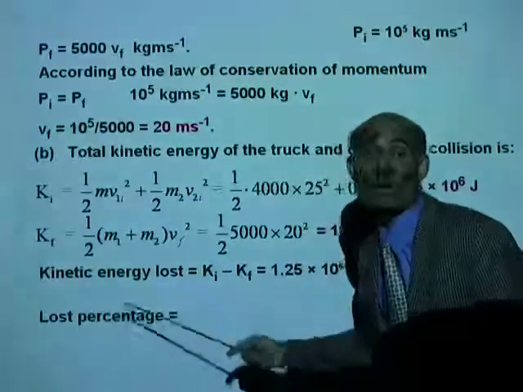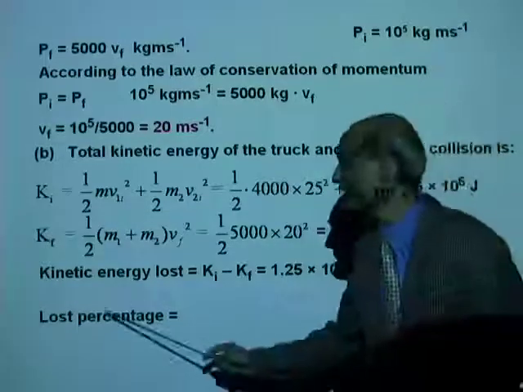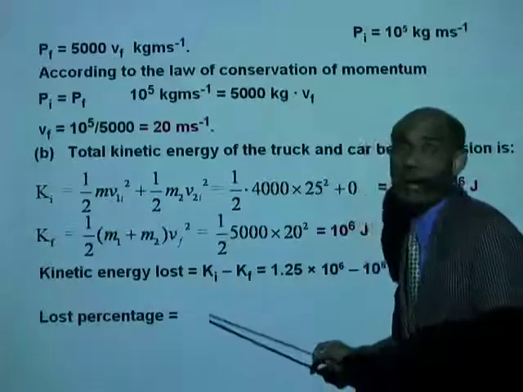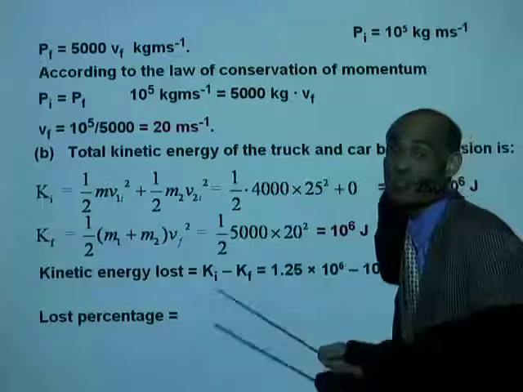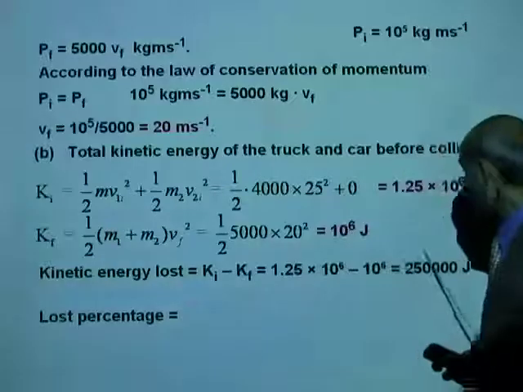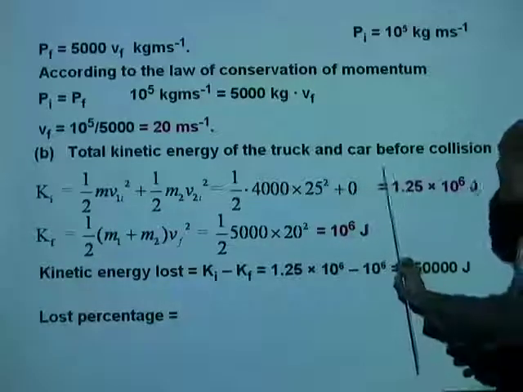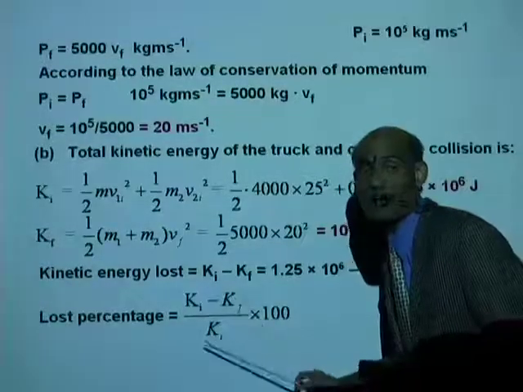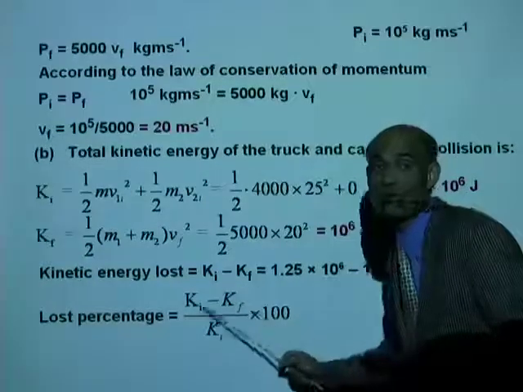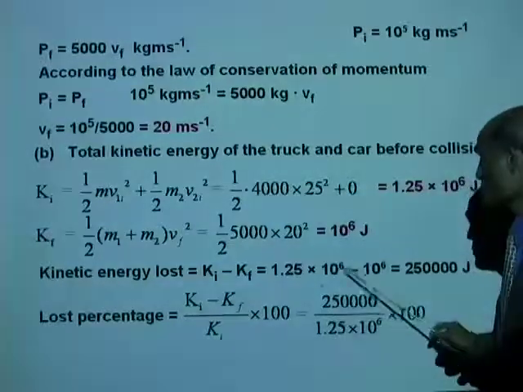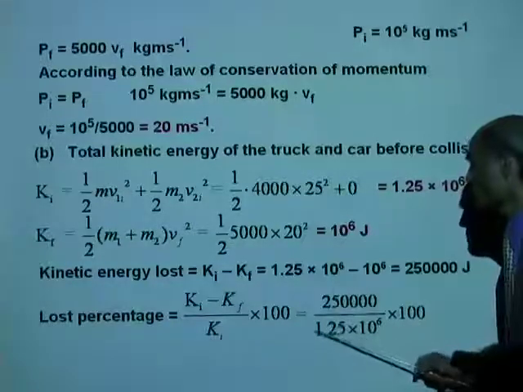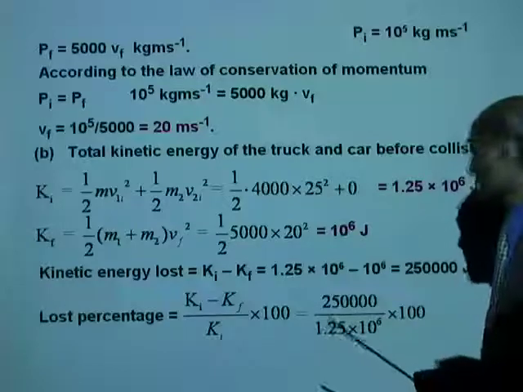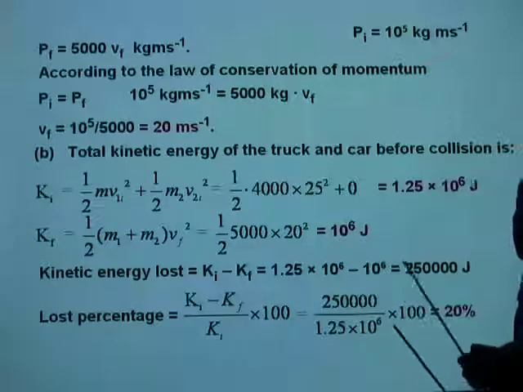What is the percentage of kinetic energy lost? Now, how do you write the lost percentage? It will be the amount lost divided by the original value multiplied by 100. That's how you calculate the percentage lost. Look at that: Ki minus Kf over Ki multiplied by 100. That will be the percentage of energy lost. That is 250,000 divided by 1.25 times 10 to the 6 multiplied by 100, and calculate that for me. I got it as 20%.